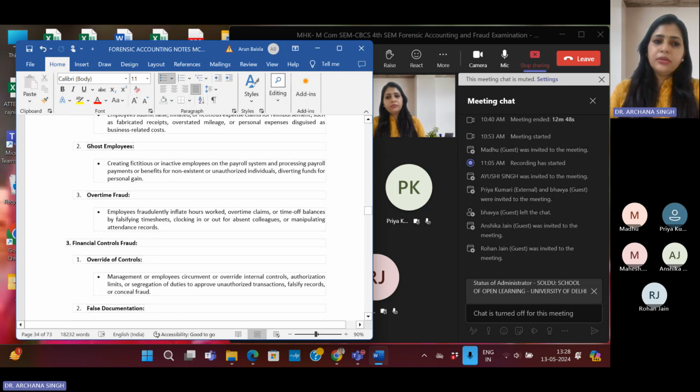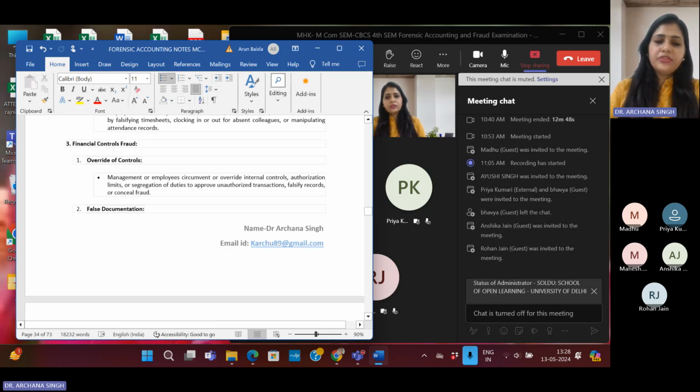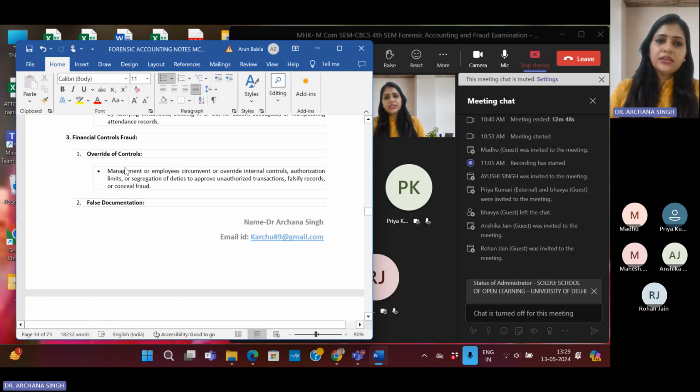Then overtime fraud may be there. Employees fraudulently inflate their working hours, overtime claims, or time off balances by falsifying the timesheets, clocking out for absent colleagues, and manipulating the attendance records. Next is financial control fraud. This is basically management or employees overriding the internal control system, authorization limits, and segregation of duties, falsifying the records or concealing the fraud.